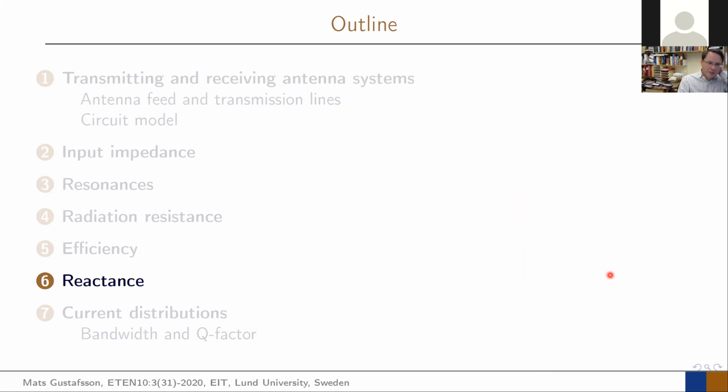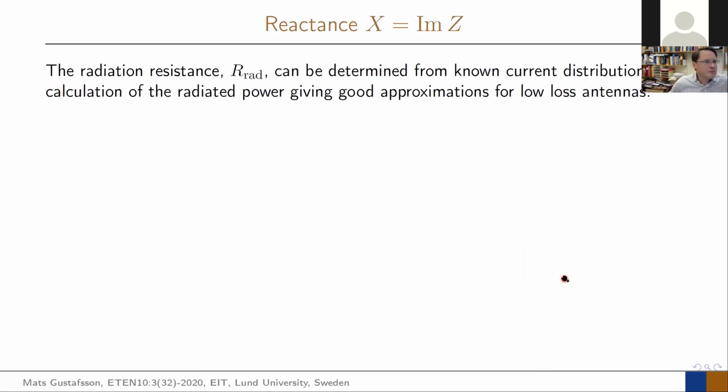So the next parameter we have in these cases is the reactance. The radiation resistance can now be determined from these current distributions. You could see for the short dipole, we can compute the radiation resistance. We could do it for the half wavelength dipole and so on. The reactance, do you think we can compute that at all?